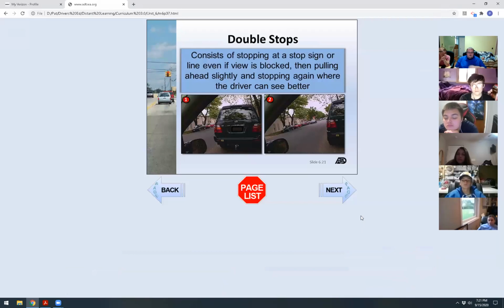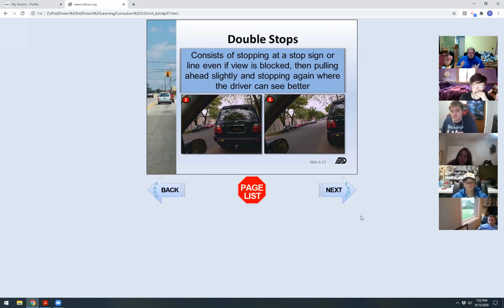All right, double stops. So it says it consists of stopping at a stop sign or line, even if the view is blocked, then pulling ahead. So again, we've told you, if there's a white line, you stop at the white line. If there's a stop sign, you stop without passing a stop sign. That is never optional. Okay, this is the thing that most people fail the driving test doing: when they pull up to a red light or to a stop sign and there's a white line or the sign there, you don't stop for it.